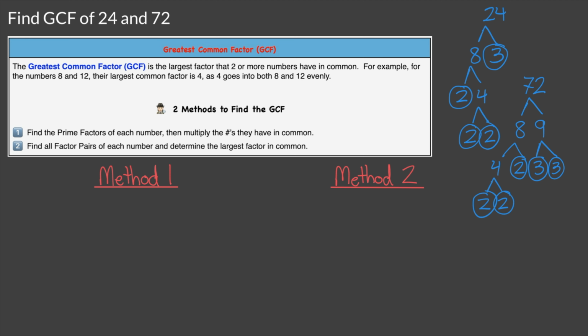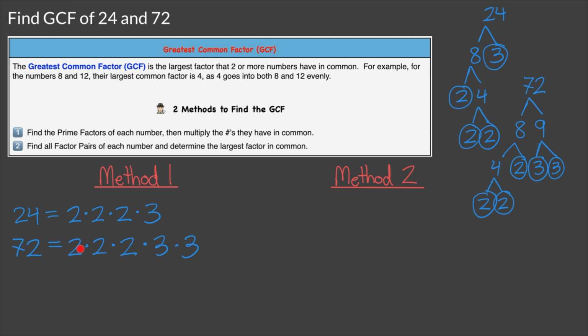All right, so let's go ahead and write these on the left here. So 24 is 3 2's and a 3. And then 72 has 3 2's and 2 3's. All right, so we are going to have a lot of overlap for these two numbers. So again, the directions say find the prime factors of each number, then multiply the numbers they have in common.